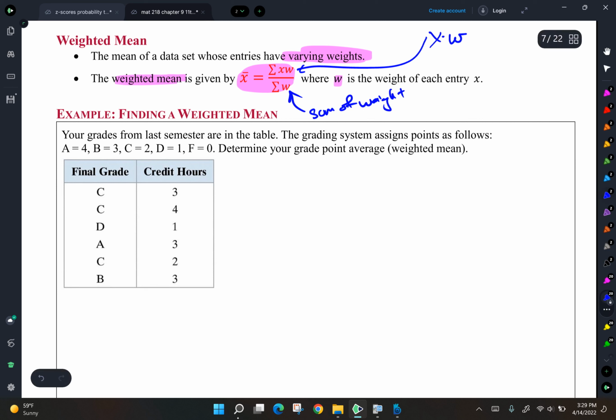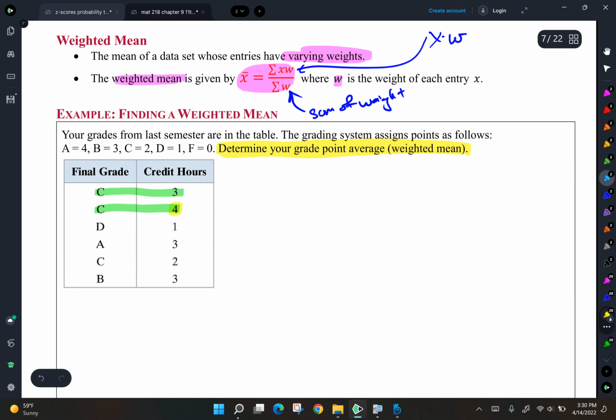One that you probably have experienced before, maybe you've never calculated it, but let's say that you wanted to find your grade point average, your GPA. Now, your GPA by definition is a weighted mean because different grades are worth different values depending on the credit hours of the course. For example, if you were to get a C in a 3 credit hour course versus getting a C in a 4 credit hour course, well, both of these are C's, but the second one has a higher weight because it has 4 credit hours, whereas the first one has less weight at 3 credit hours.